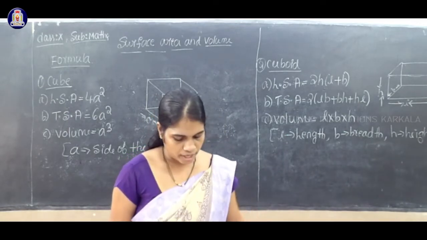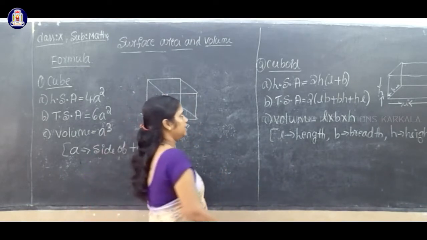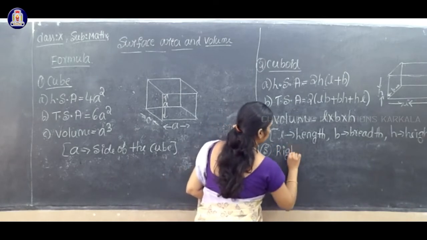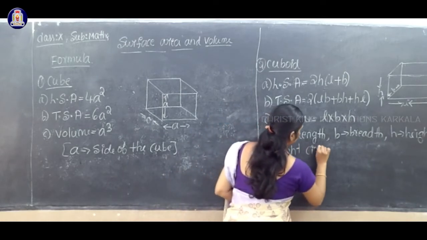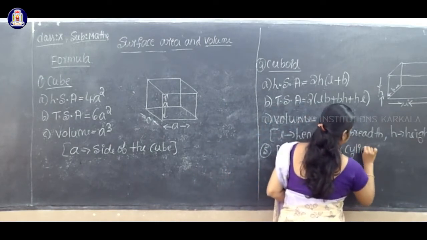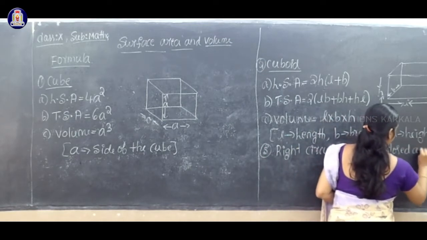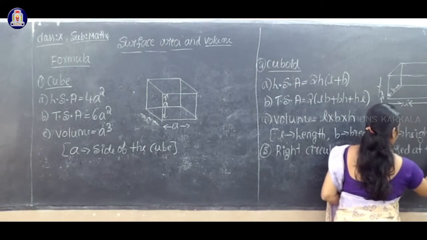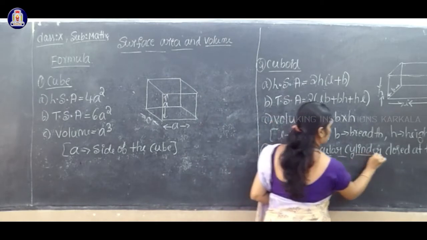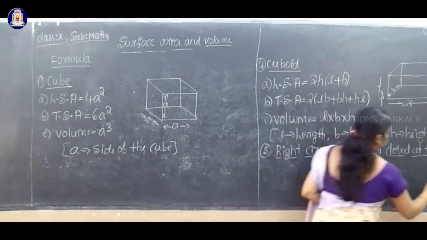So next, third one, right circular cylinder closed at the top. Right circular cylinder closed at the top. So first I will draw the figure, the cylinder.